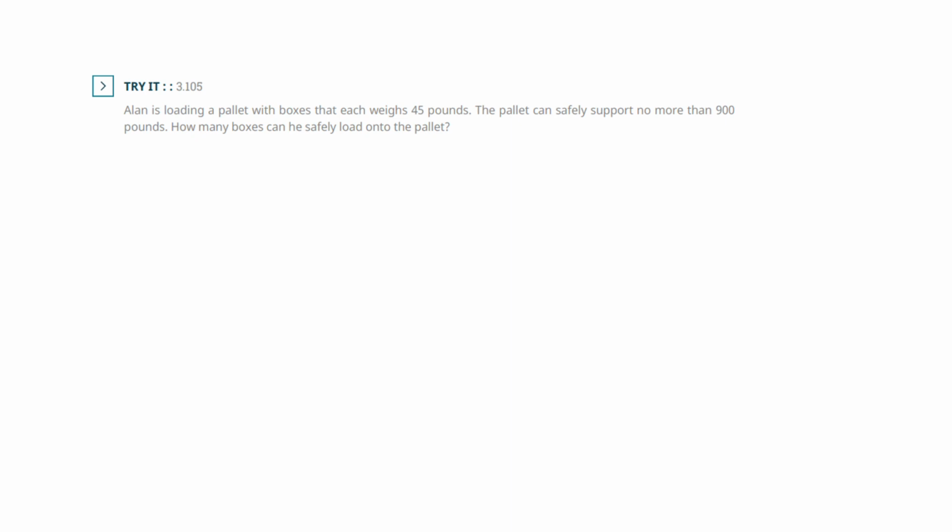Okay, let's try this again here. So I've got a bunch of pallets. They weigh 45 pounds each. Now they want to know how many boxes. So we've got a bunch, and every one of them is 45 times some number of boxes that we don't know. Now the pallet can safely support no more than 900 pounds. No more than. Okay, that would mean we've got to be less than or equal to 900 pounds. We can go up to it, but we can't exceed it. So that would be this.